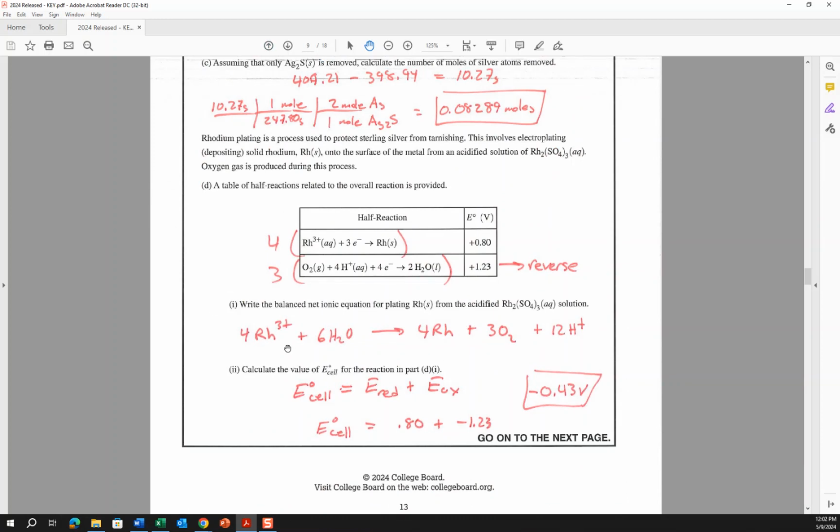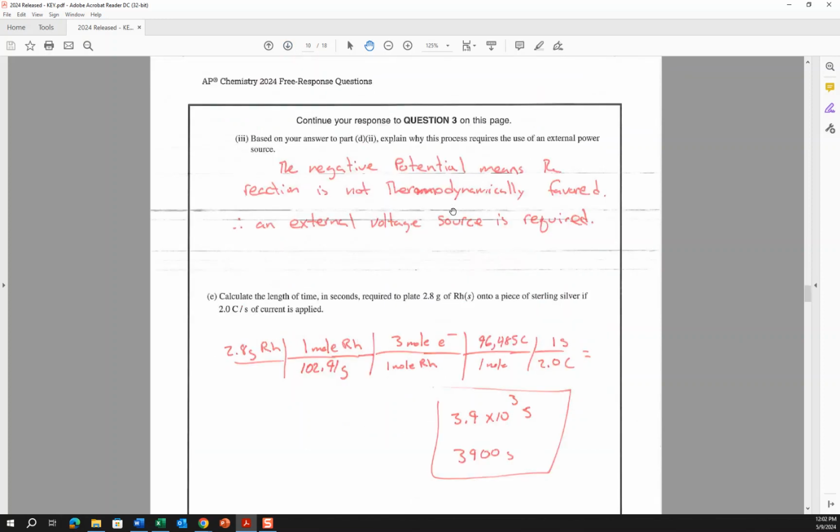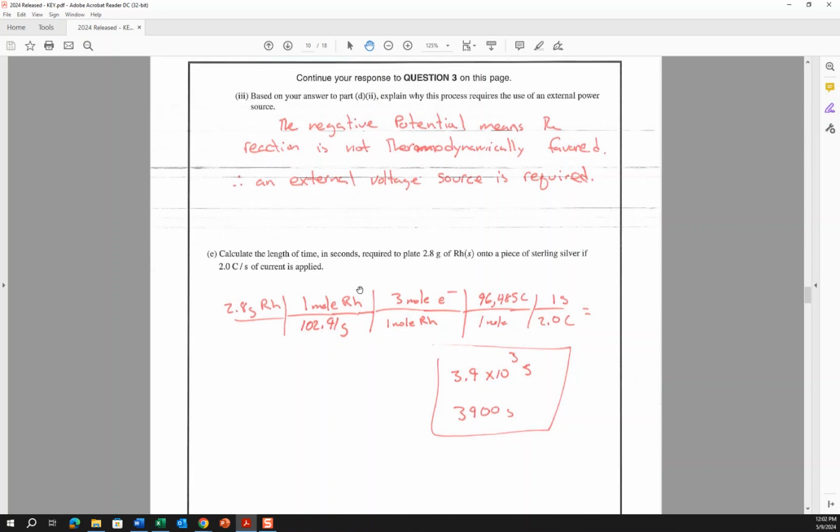So you had to reverse this reaction. This was a negative, and that's why, because a negative potential means the reaction is not thermodynamically favored. In order to make a non-spontaneous or non-thermodynamically favored oxidation reduction potential go, you have to apply an external power or voltage source. Okay. And then part E was just electrolysis. So again, unit 6 fresh in our heads. So hopefully we got this one.